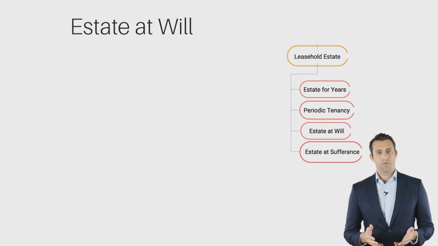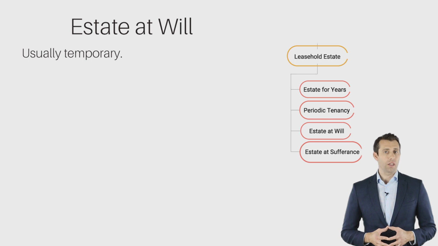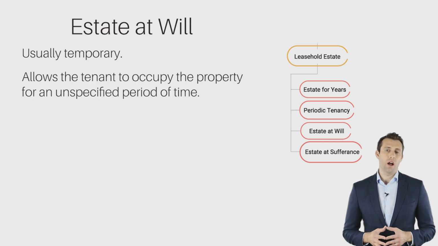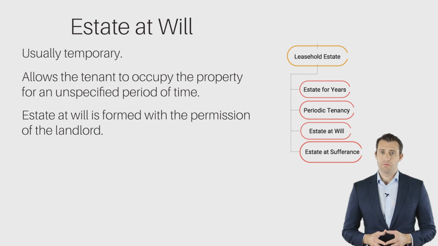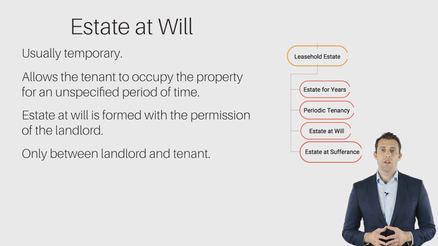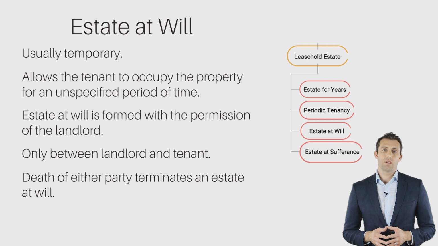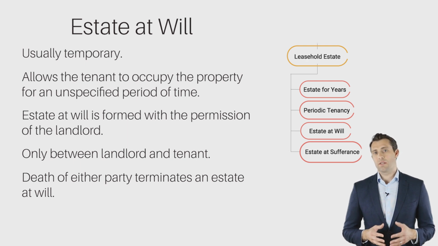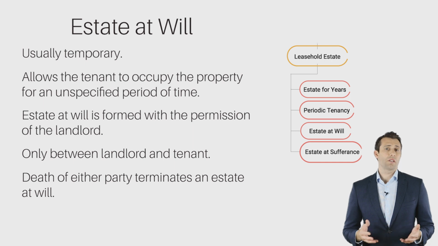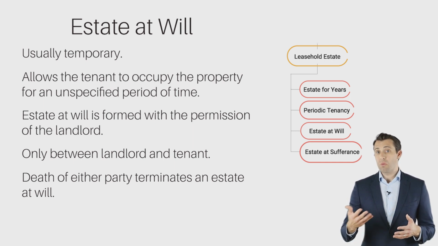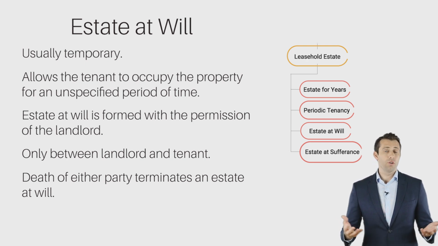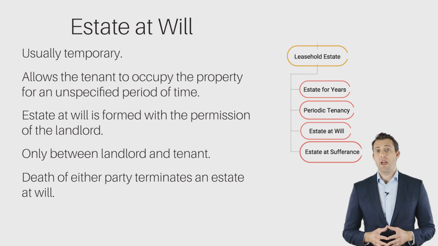An estate at will is usually temporary and allows a tenant to occupy the property for an unspecified period of time. It is done with the permission of the landlord. The tenant can't assign this right to occupy the property to anybody else, and it is only between the landlord and the tenant. If either party were to pass away during the time of an estate at will, it would terminate. An example of an estate at will is if a tenant is in a yearly lease agreement with the landlord and the lease is expired. Let's say that the tenant continues to pay at the same rate they were paying during the period of the lease with the permission of the landlord while they're trying to negotiate a new agreement. That would make it an estate at will.